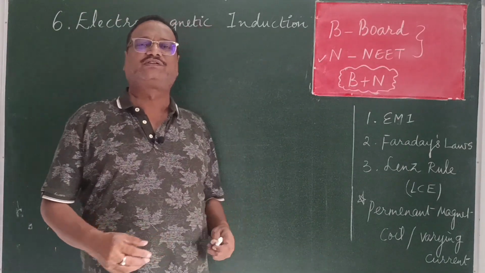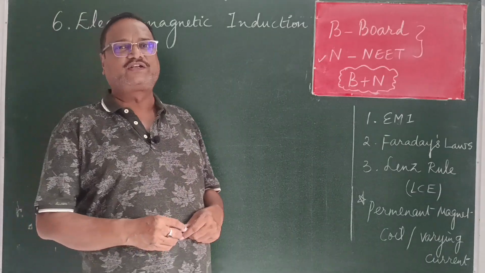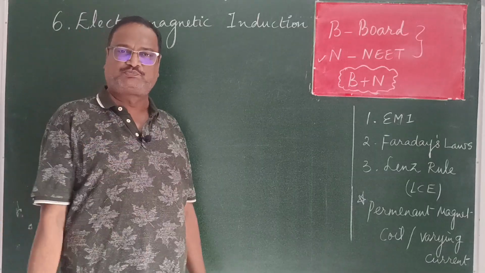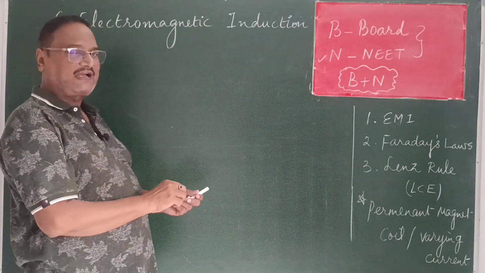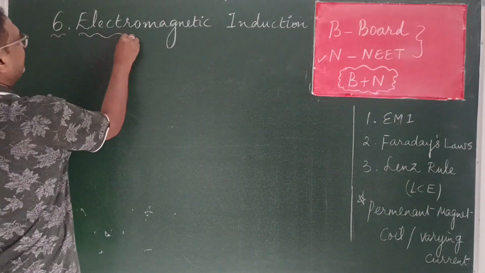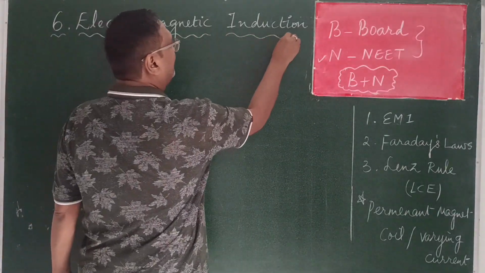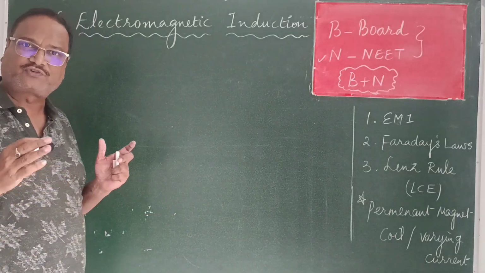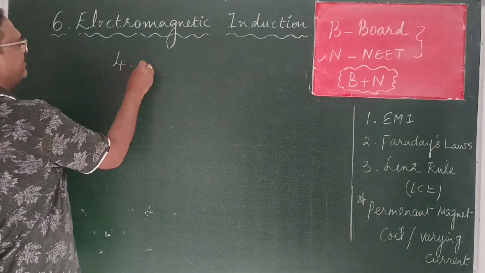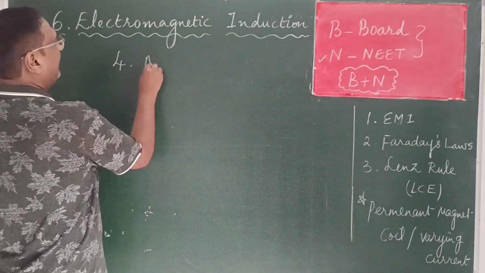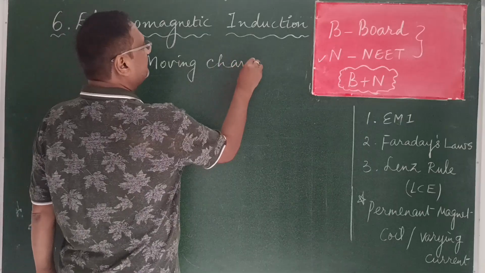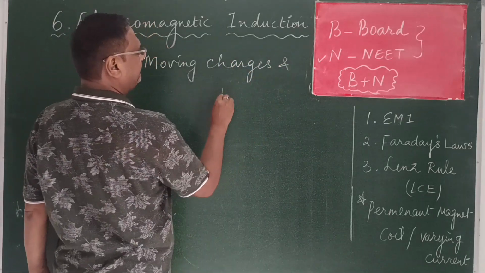Hello students, today we are going to learn the 6th chapter in the NCERT textbook, Electromagnetic Induction. You might have already studied about the magnetic effects of current, which was the 4th chapter, given in the book as Moving Charges and Magnetism.